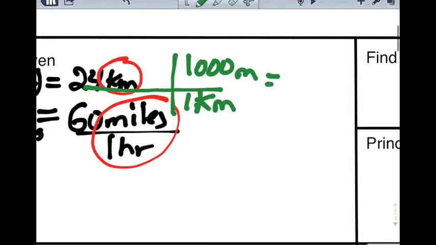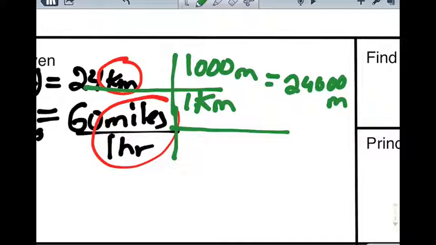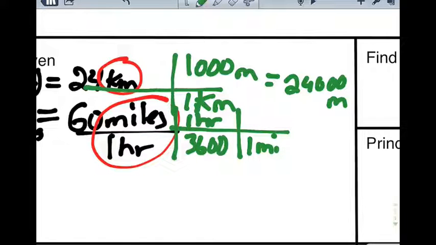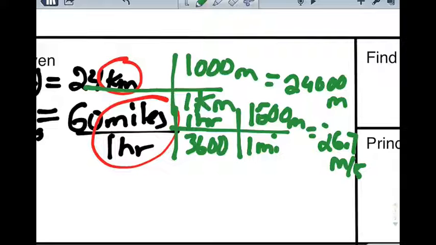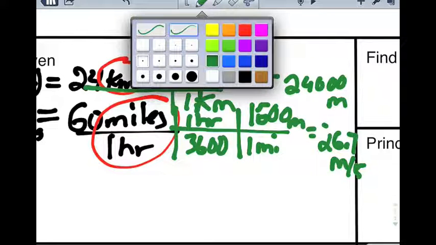And that gives you a new value of 24,000 meters. In addition to that, you have 60 miles per hour. You have 1 hour is 3,600 seconds, 60 minutes, 60 seconds, and that 1 mile is 4 laps around the track of each 400 meters, so that's 1,600 meters. When you multiply out 60 times 1,600 divided by 3,600, you get 26.7 meters per second.